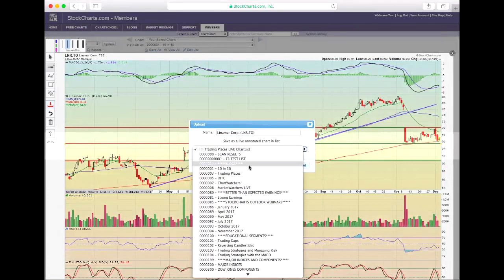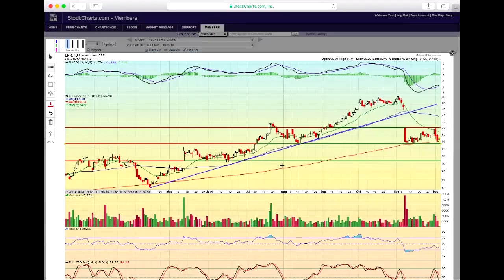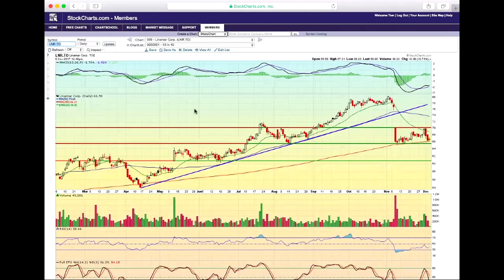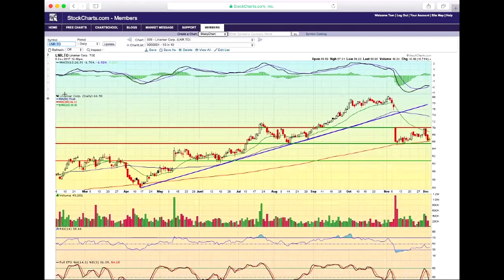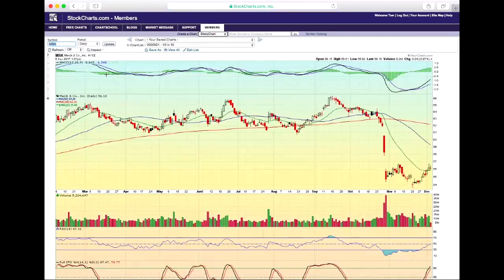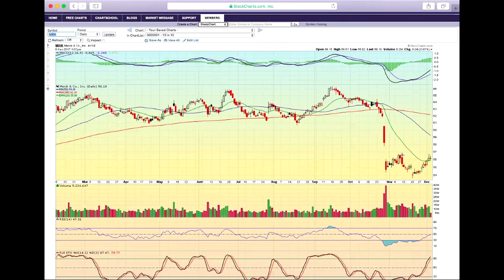All right. And we have one more, and it's Merck, MRK. All right, Merck. Well, this is another one. I mean, it's struggling. I don't like that tail on that reaction high. It looks to me like it wants to go back down.